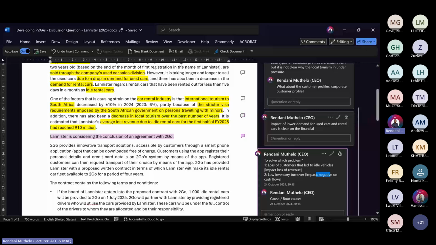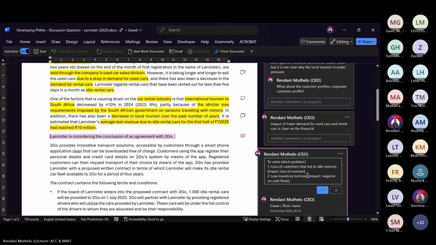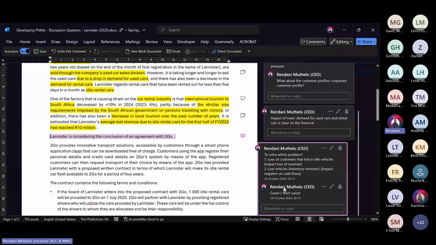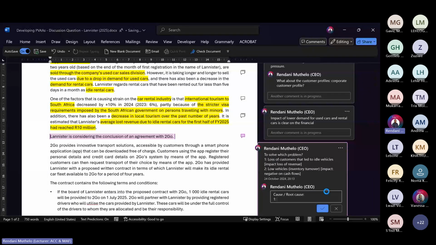So I think then what we need to do is to ask ourselves, one, what do we think, based on what we have read, is contributing to idle vehicles and therefore loss of revenue? And let's also simplify this, as I was saying, lower vehicle sales. What do you think is contributing to lower vehicle sales? So that any solution we come up with makes sense.